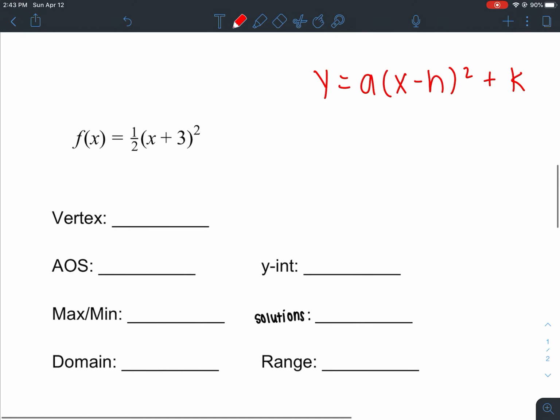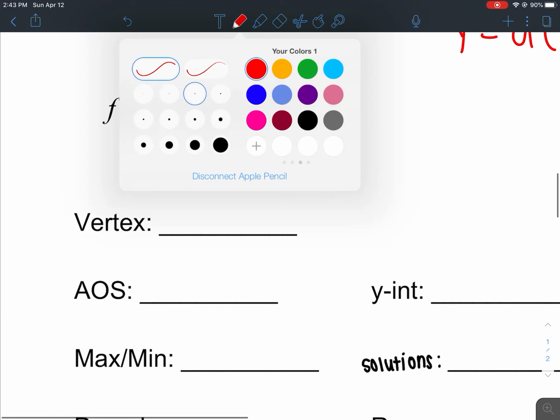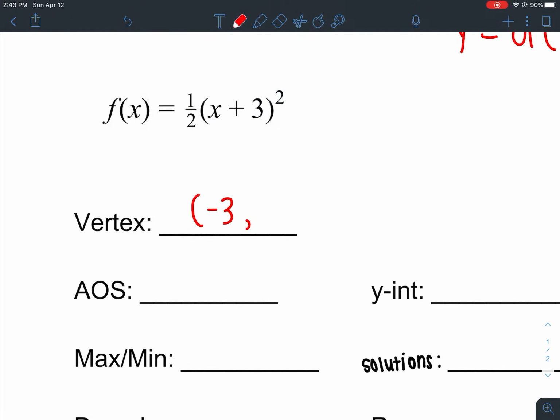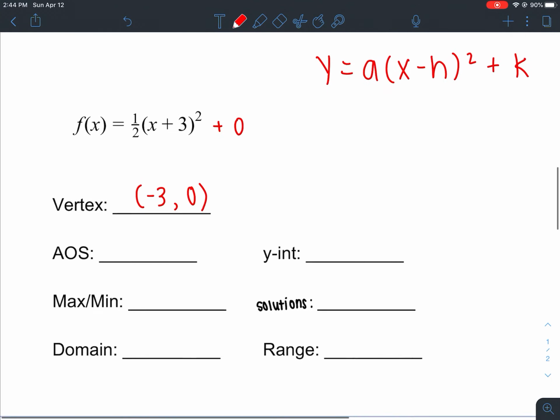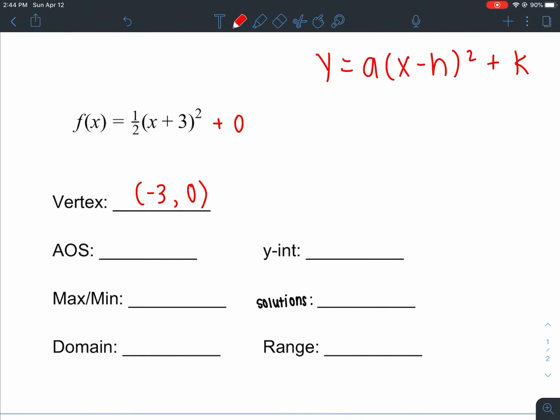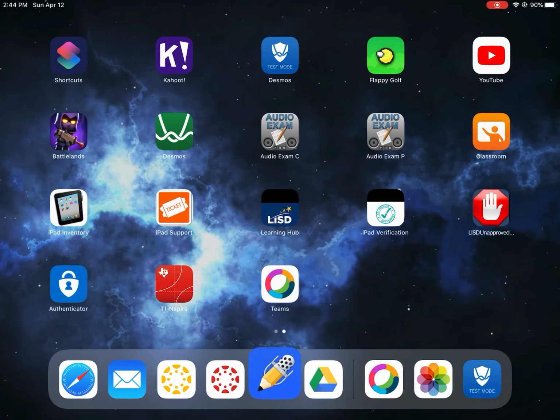So here, without even graphing and using Desmos, I can actually identify the vertex. The vertex here is going to be -3. And you're like, well, where's the k? What number is k? Well, remember, if there is no number, what's nothing as a number? 0. So the vertex here is going to be -3, 0. It's not written there, it's 0, but it is there. So let's go ahead and use Desmos to help us graph this one.